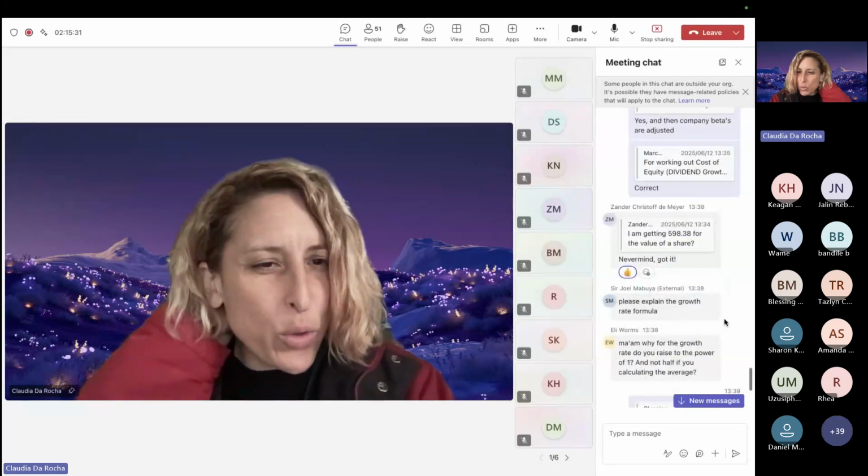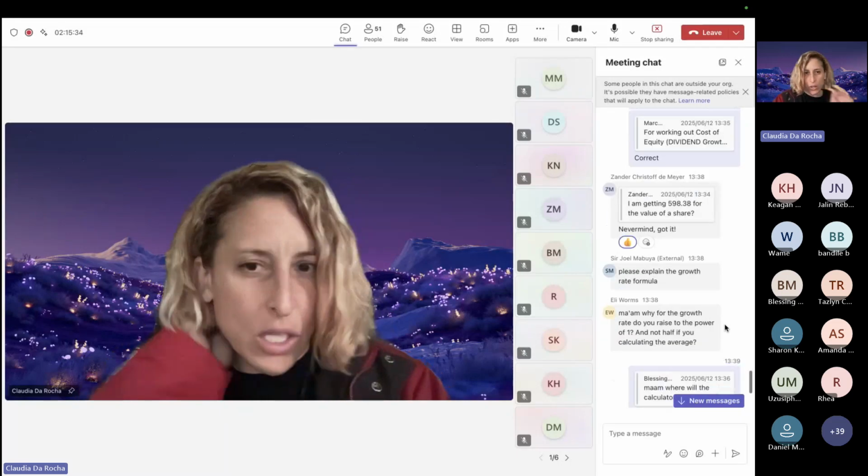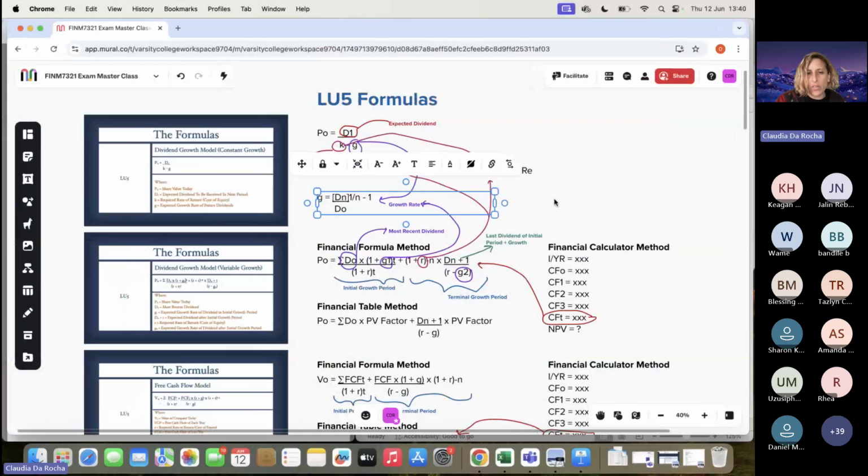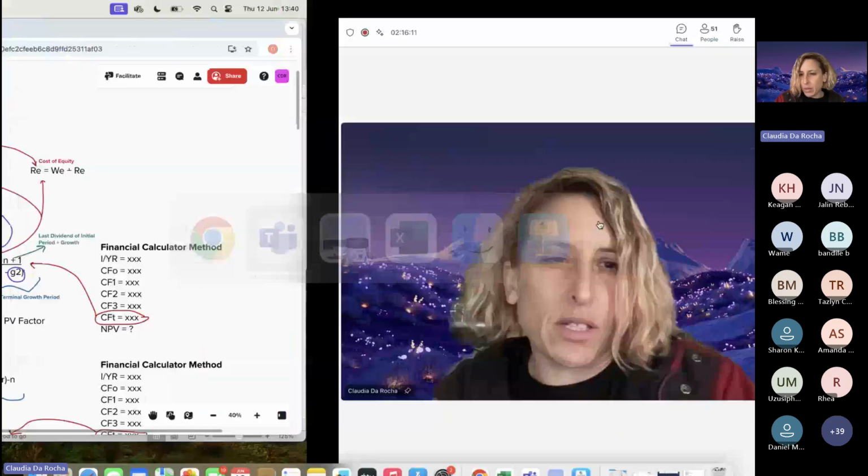Please explain the growth rate formula. Okay, so the growth rate formula, Joel, is here on this whiteboard that I explained. It's basically your current dividend versus your next dividend to the power of 1 over n minus 1. This is the formula for the growth model. So it's basically saying what is your current dividend versus your next dividend, how much it's growing, and you're just calculating a percentage in essence there. I hope that answers the question.